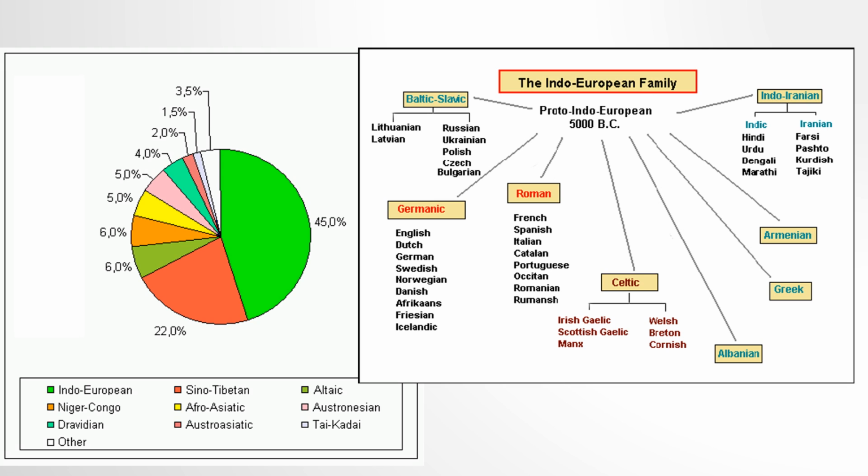So when you see a word for grass, and that word is the same throughout all the different families, then they're all related to this Proto-Indo-European language.